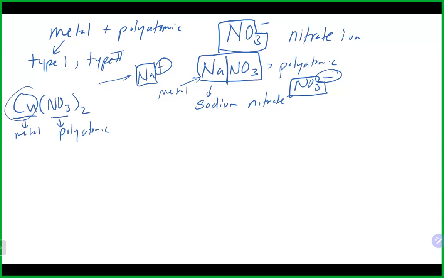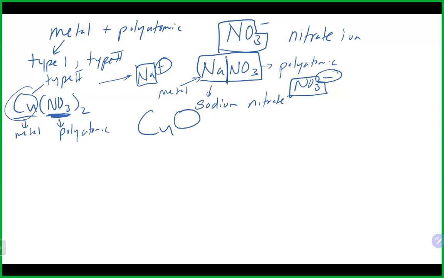Do I need Roman numerals with this one? I do, because copper is a transition metal. It's a type 2. So what should you do? You should do the same thing we did previously. I know I have a copper that has some type of charge.